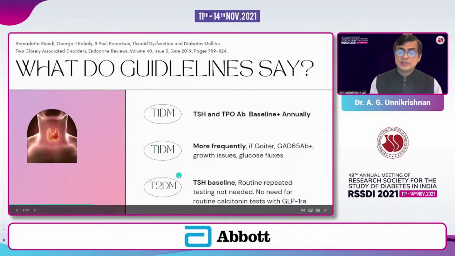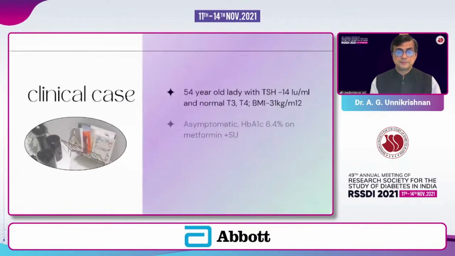In type 2 diabetes, thyroid function tests should be done at baseline. Routine repeated testing is not needed in type 2 diabetes, and there's no need for routine calcitonin tests in patients with type 2 diabetes who are on GLP-1 receptor agonist.